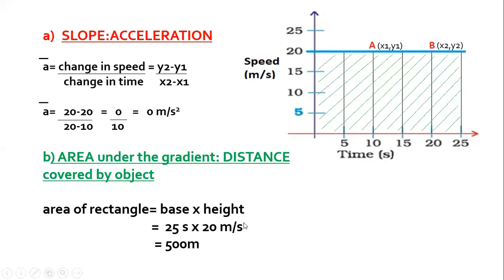So the slope of this graph is giving me an acceleration which is 0. Theoretically speaking and mathematically speaking, yes, it is 0 meter per second squared. And the area under the gradient is giving me the distance covered by the object, which is 500 meters.